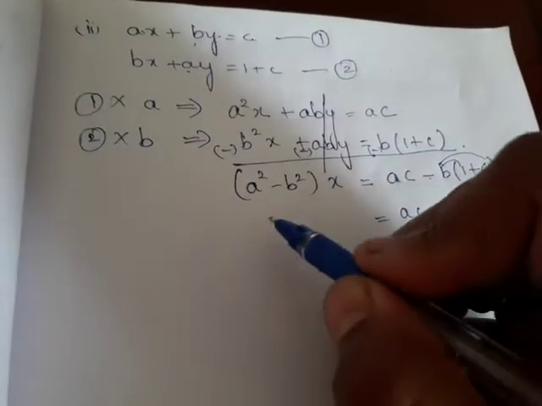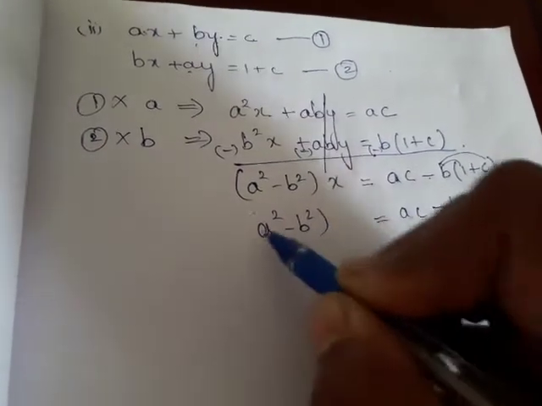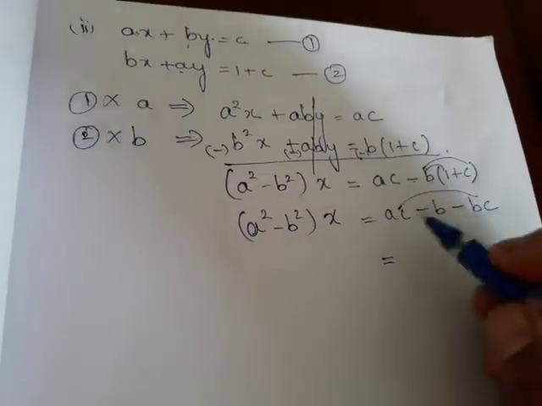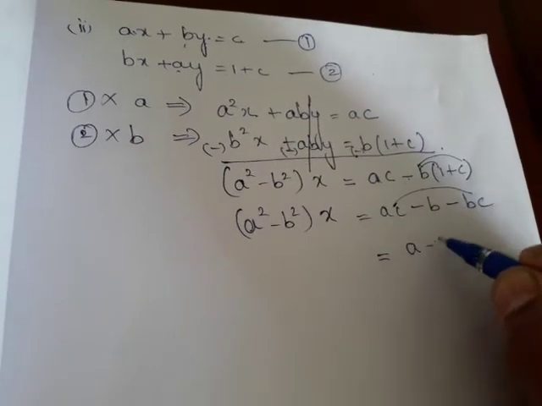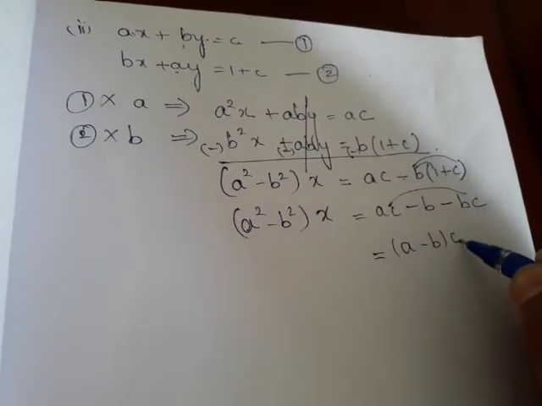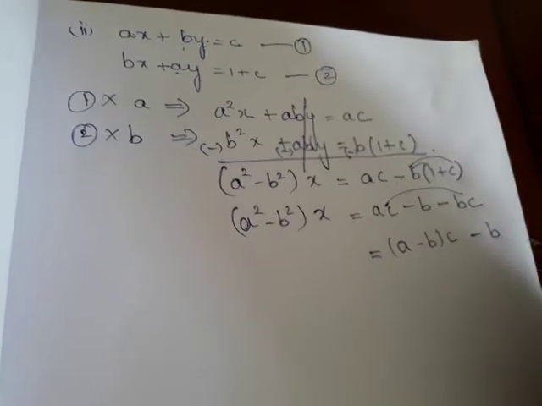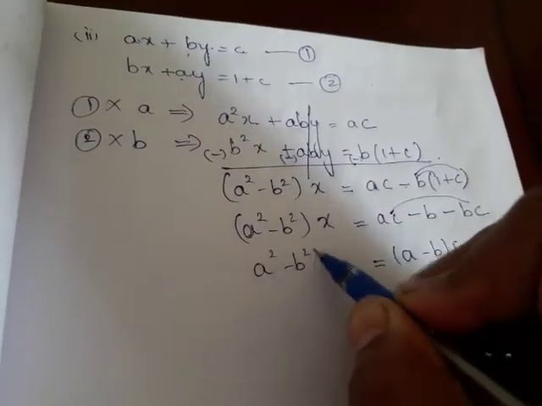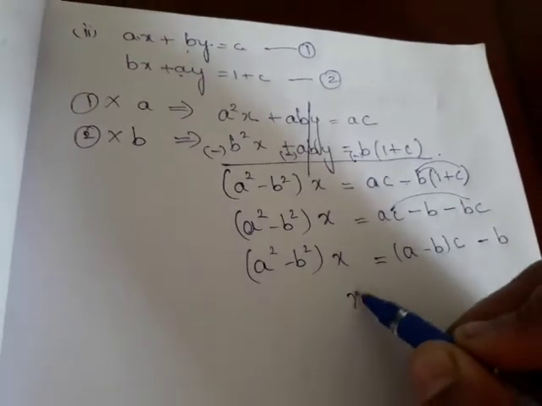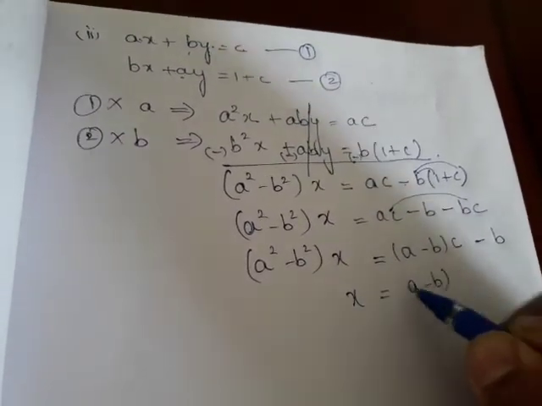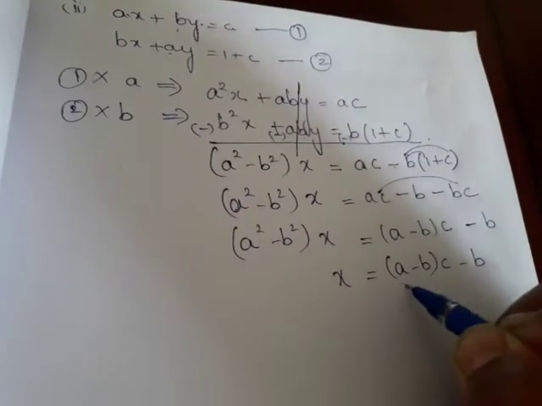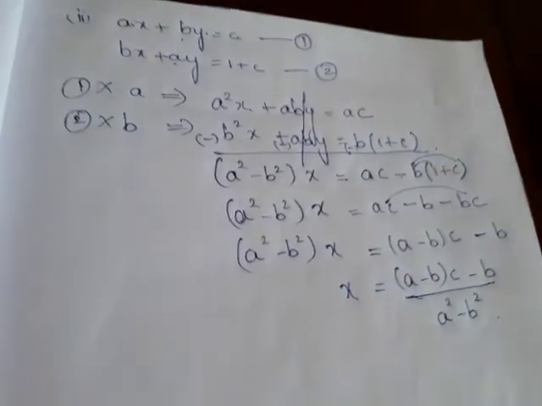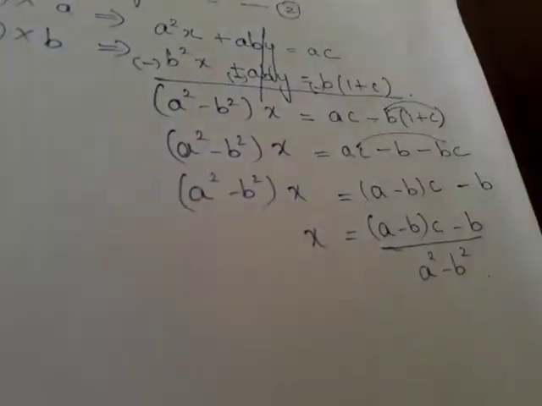Right? Here this is a square minus b square into x. If you want, you can take common from these two. So if I take common, I will get a minus b into c minus b. And here it is a square minus b square into x. Now what is the value of x? a minus b into c minus b divided by a square minus b square. This cannot be simplified further.